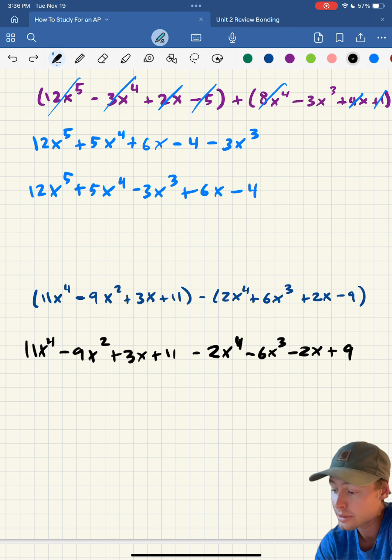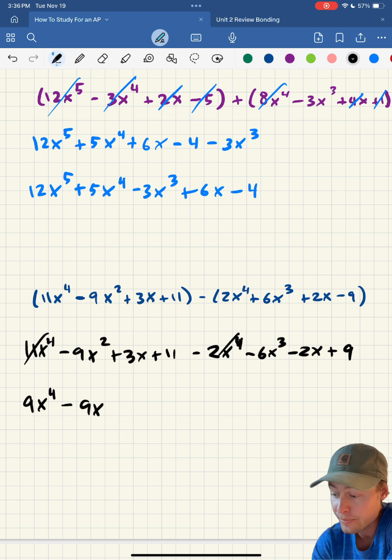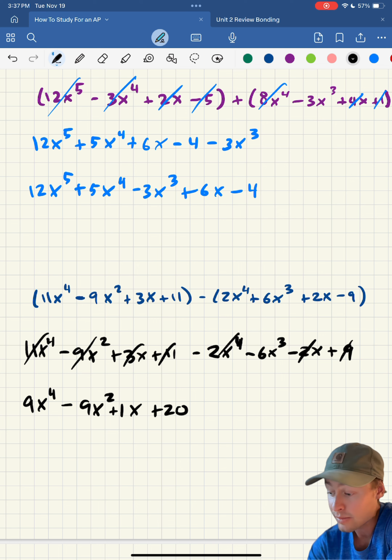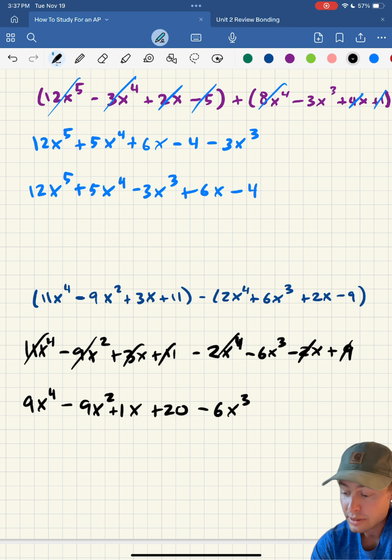11x to the fourth minus 2x to the fourth is 9x to the fourth. Cross those out. Negative 9x squared does not have anything to combine with on the right, so we're going to just leave that as negative 9x squared. 3x minus 2x is 1x plus 1x. And 11 plus 9 is 20. And then we still have that negative 6x cubed that we didn't combine with anything on the left. Note, this is not in standard form, so let's rearrange it to make sure it's in standard form.